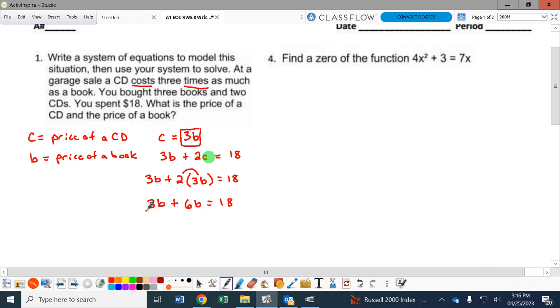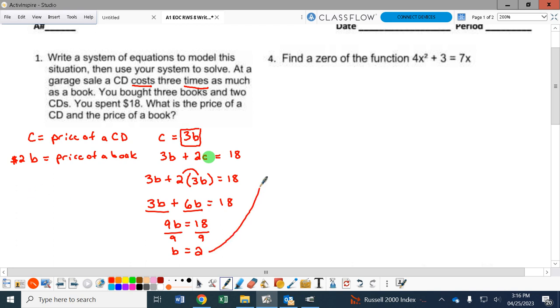We're going to combine like terms. They're both B's, so we're going to put that together. It's going to be 9B equals 18. We divide both sides by 9. That's going to tell us that B is going to equal 2. So the cost of the book is going to be 2, and put it in terms of money, so it's going to be $2.